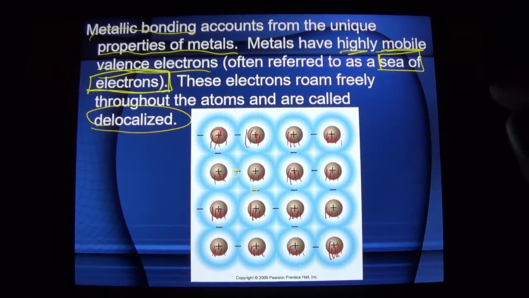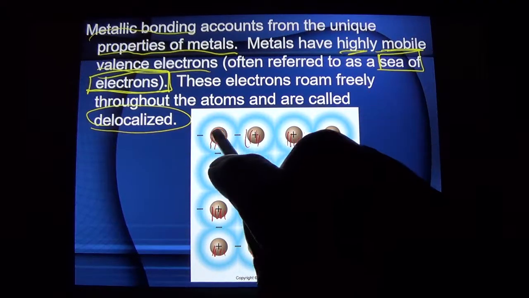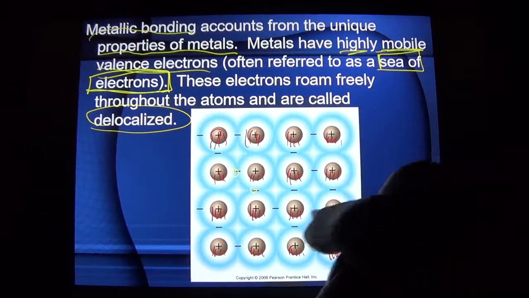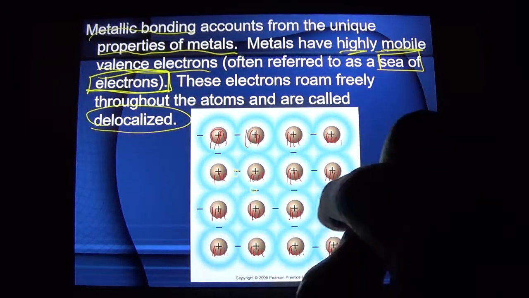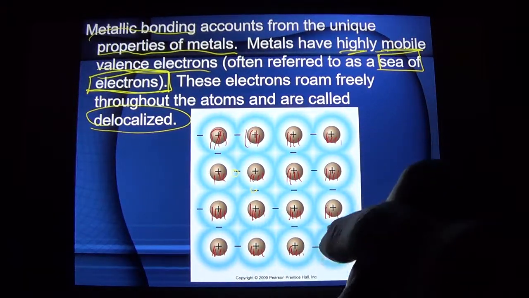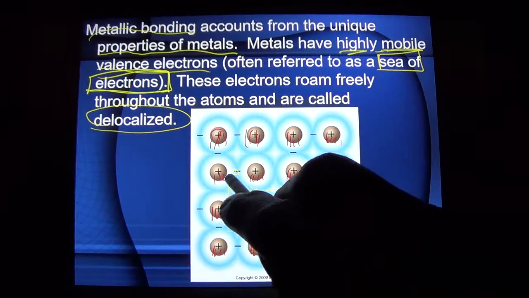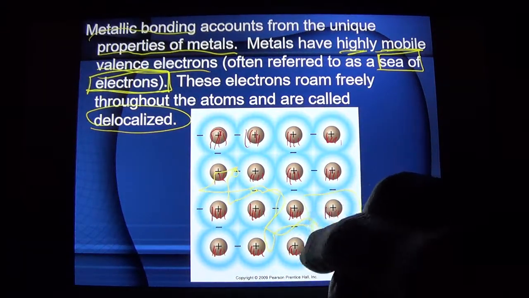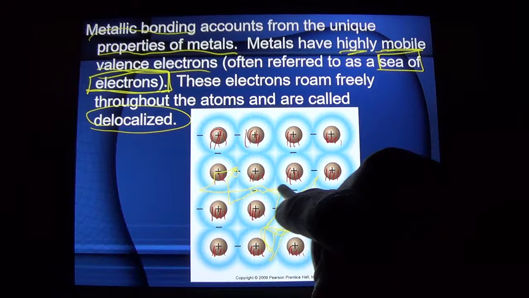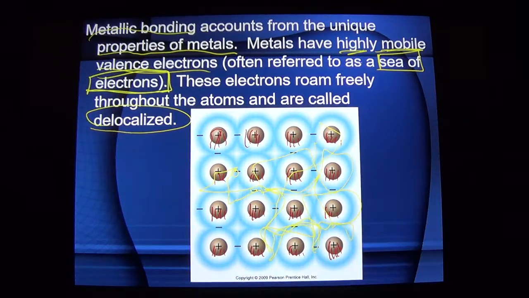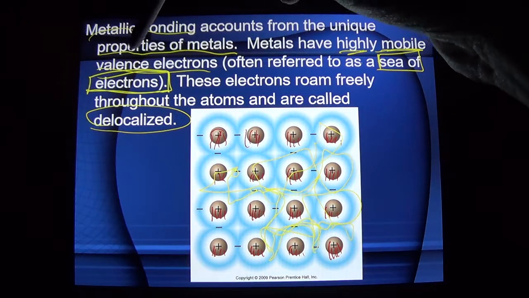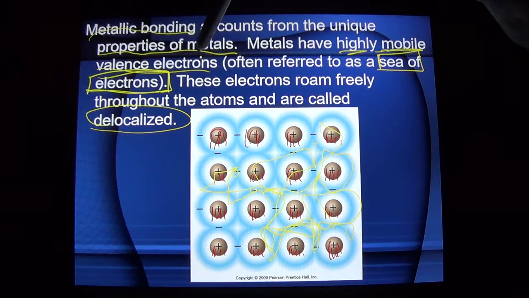Same thing with the metals. The nuclei just kind of seem to stay there, usually in nice, neat little rows or something very similar to a nice, neat little row. And then the electrons just kind of move around, ebb and flow, back and forth around like the ocean water would around a bunch of jellyfish. Okay, so very highly movable valence electrons, because they all have a very low ionization energy.